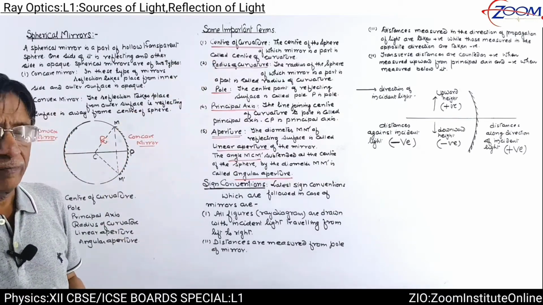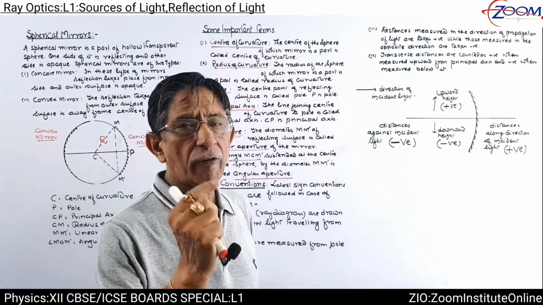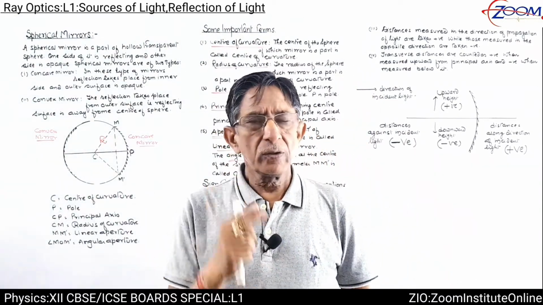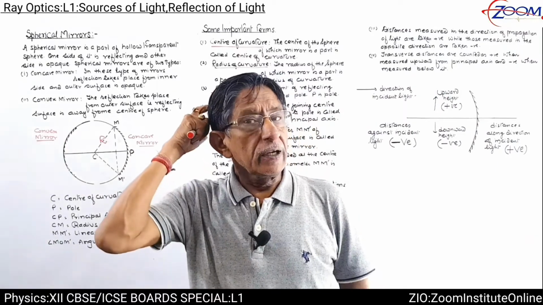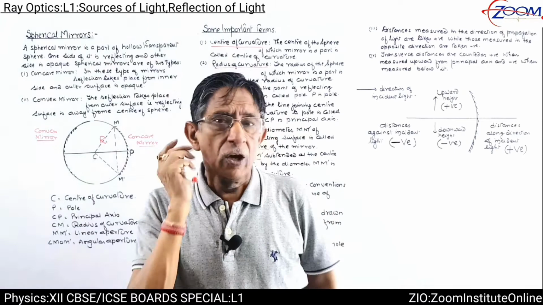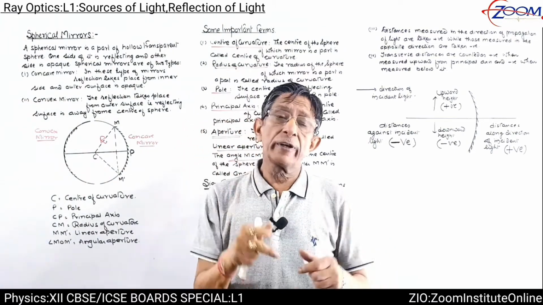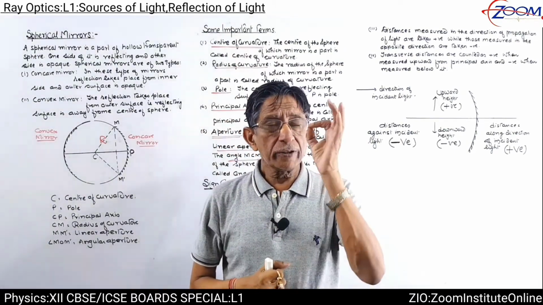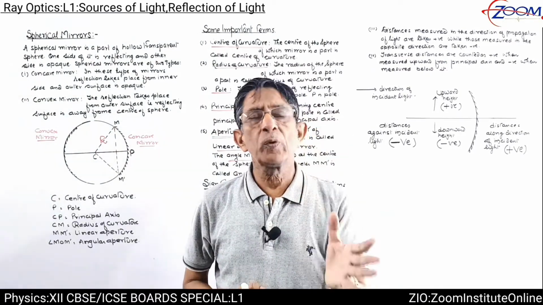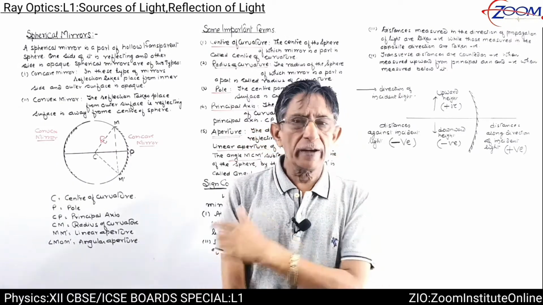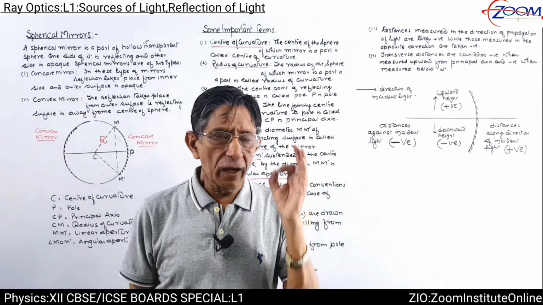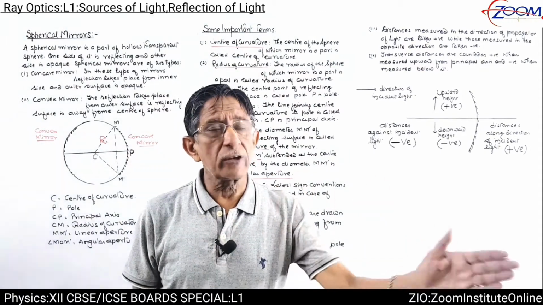Center of curvature means the center of the sphere of which the mirror is a part. Number 2, radius of curvature, the radius of the sphere of which the mirror is a part. Number 3, pole. The center point of the reflecting surface is called the pole. The next is principal axis. The line joining the pole to the center of curvature.